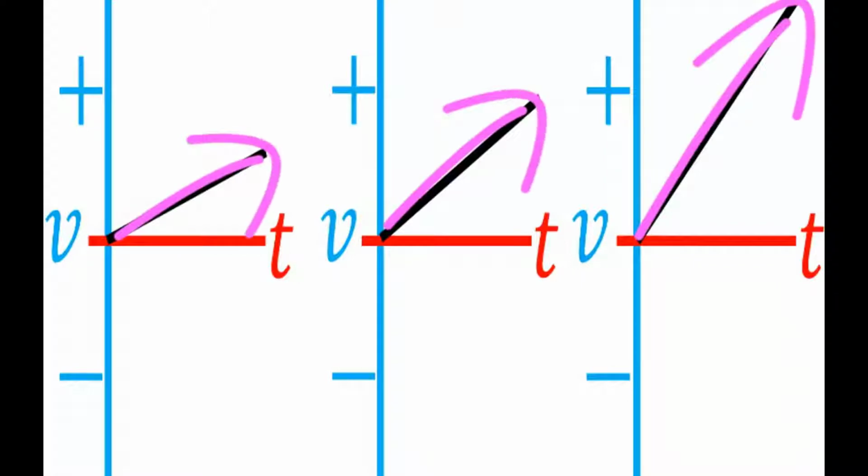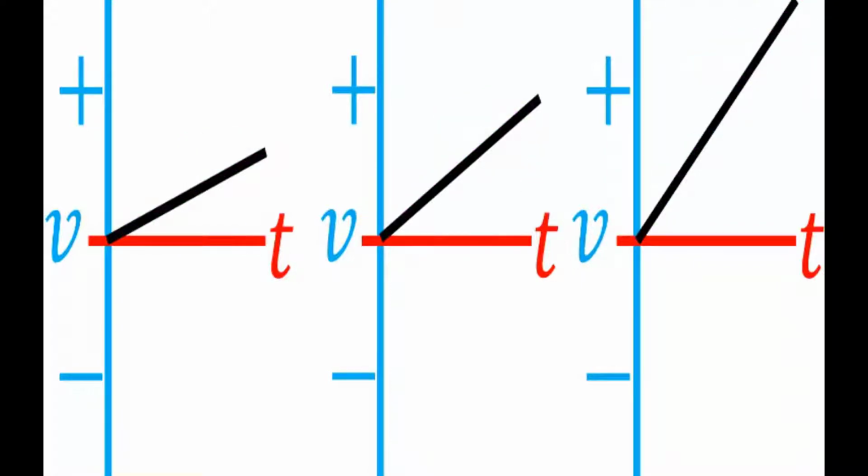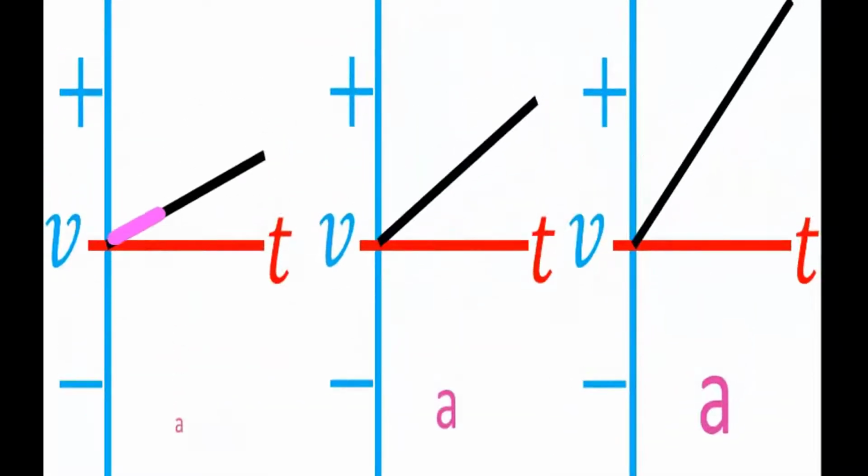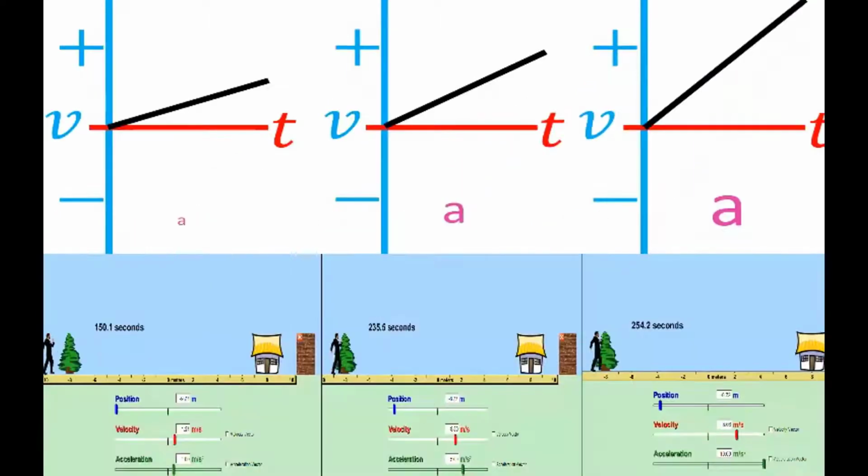The difference between them, though, is the acceleration. The acceleration is low here, medium, and high. We can see that in the gradient of the graphs, because the gradient of a VT graph is acceleration. So here we have a shallow gradient, a low acceleration, medium, and a very high acceleration, a steep gradient. So let's observe them.